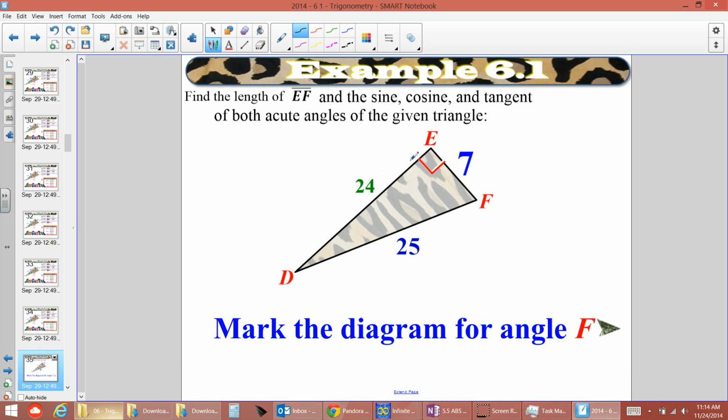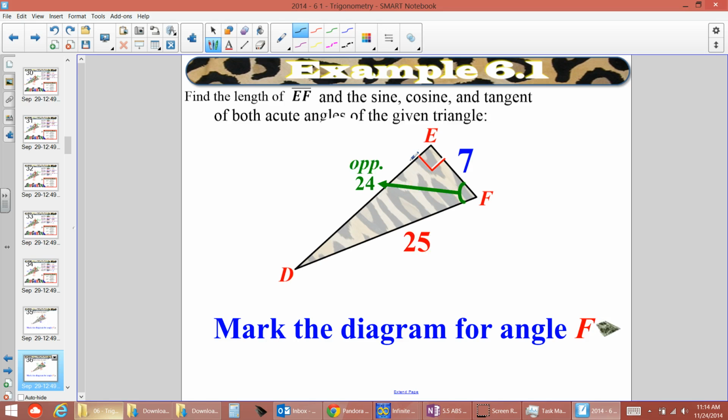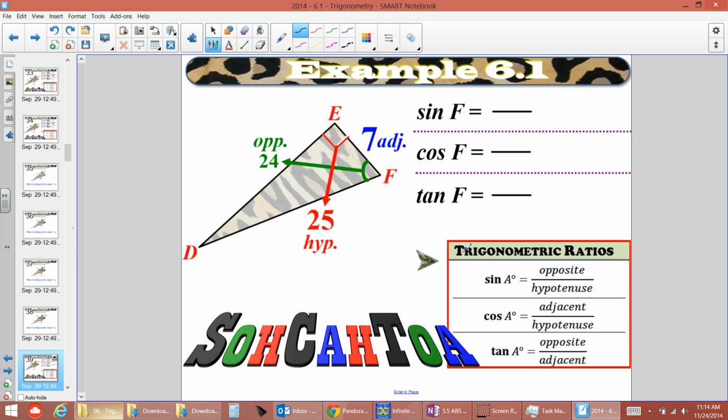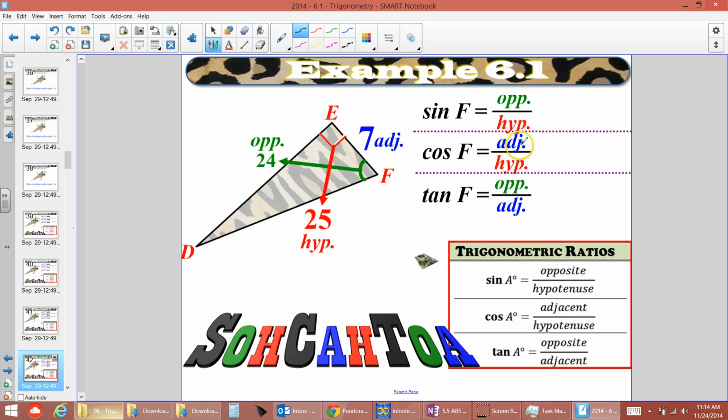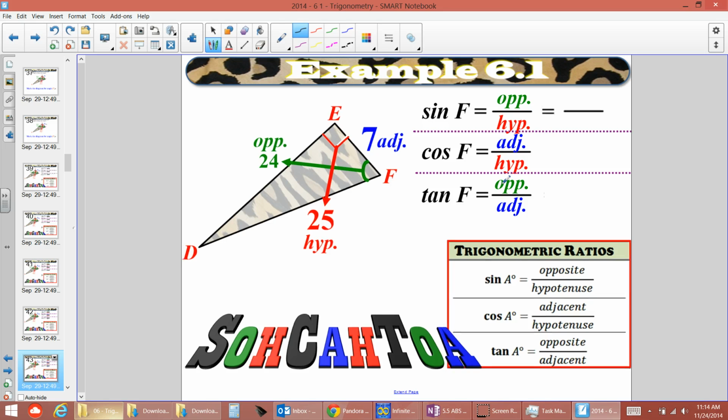Now we're going to redo the triangle again, but now we're looking at angle F. Since 24 is opposite of angle F, we know that this is the opposite side. It's still the hypotenuse, and 7 now becomes the adjacent side. Again, we're going to set up sine, cosine, and tangent: opposite over hypotenuse, adjacent over hypotenuse, opposite over adjacent, and now we're going to start plugging stuff in.